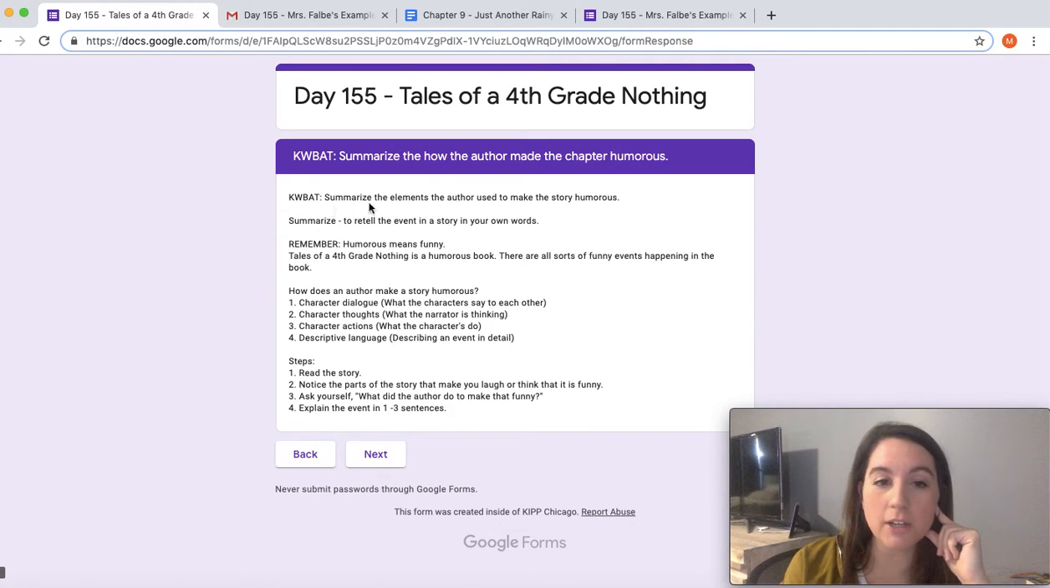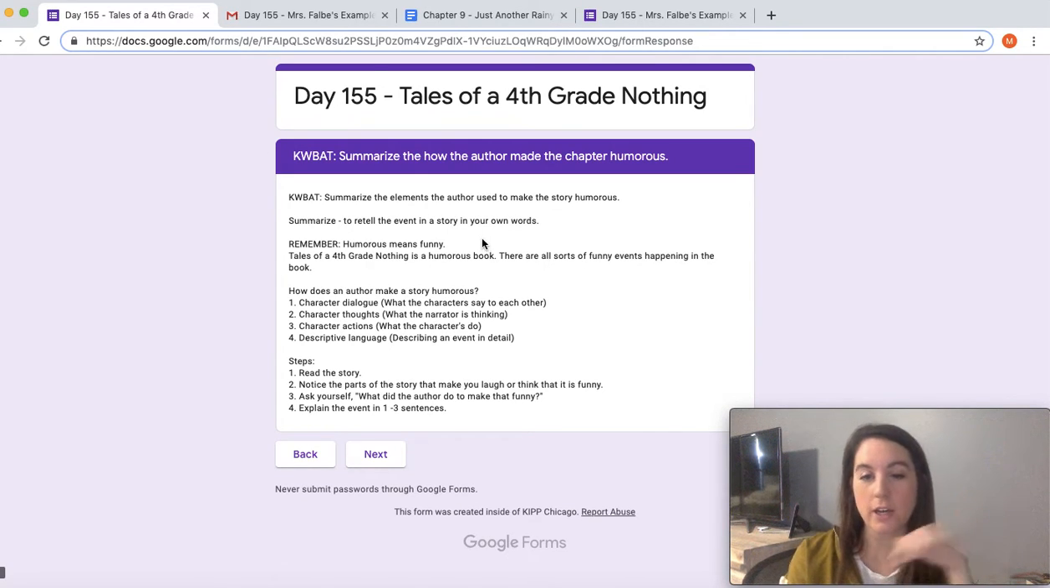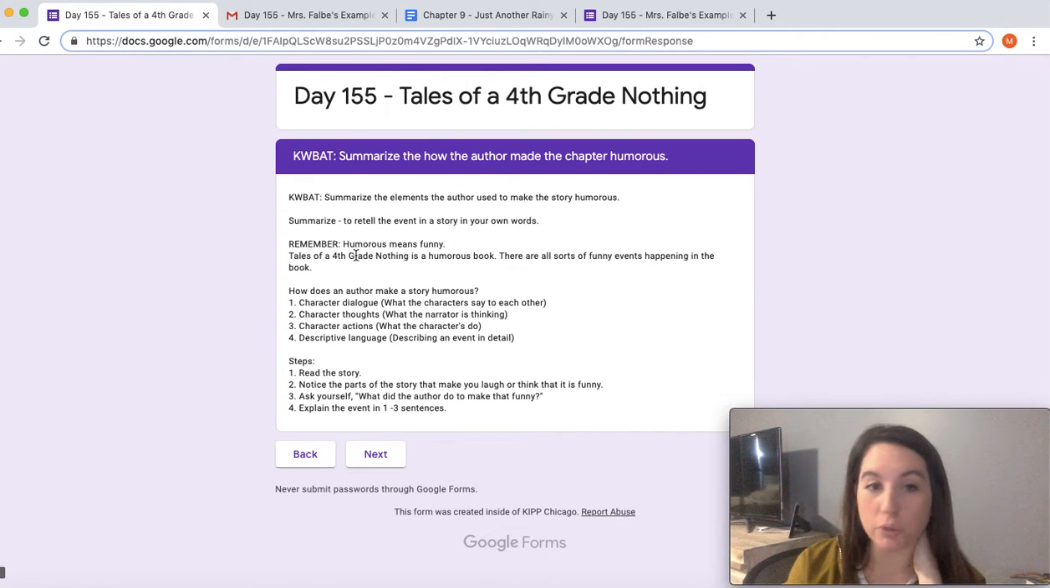So we're going to summarize the elements the author used to make the story humorous. Summarize means to retell the event in a story in your own words. And we're going to do that in 1 to 3 sentences every time. Anytime we hear the word summarize, we always want to make sure we cut it down to 1 to 3 sentences. Again, remember humorous means funny.